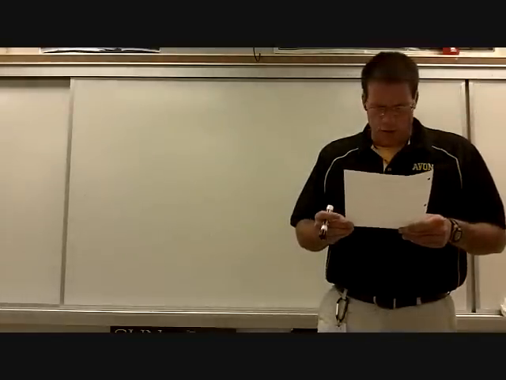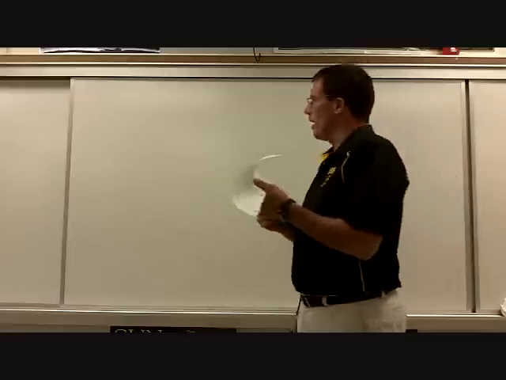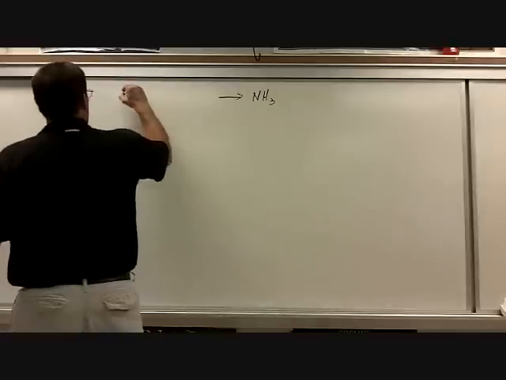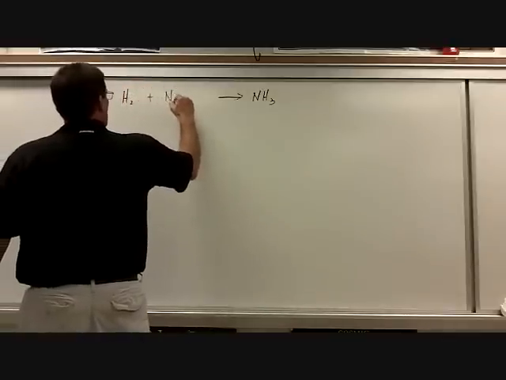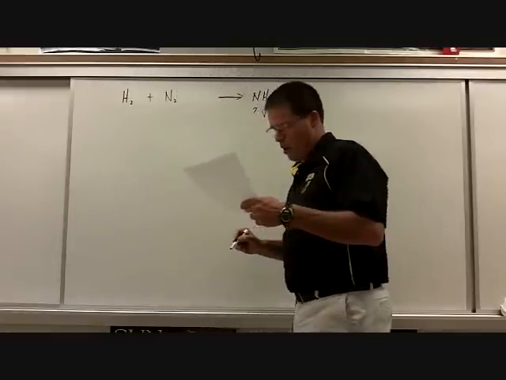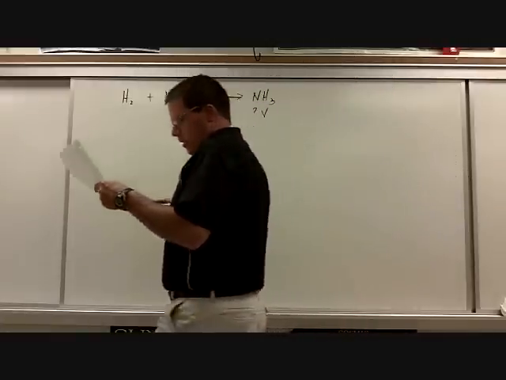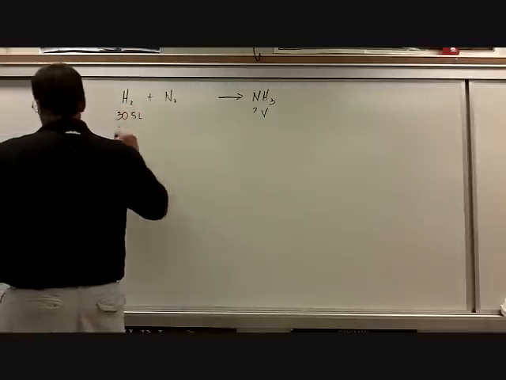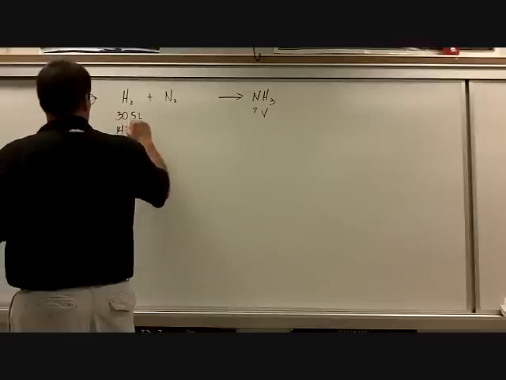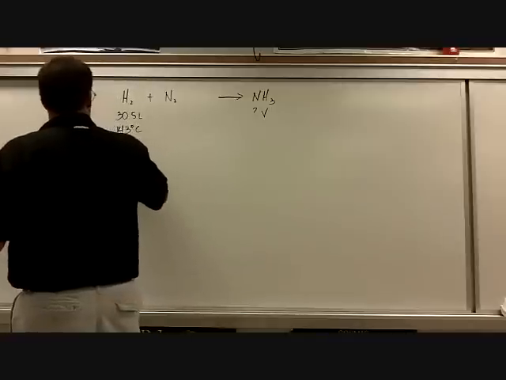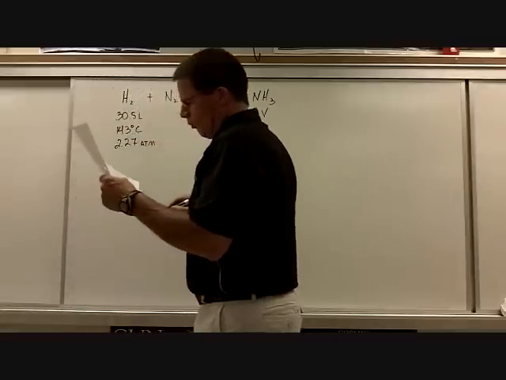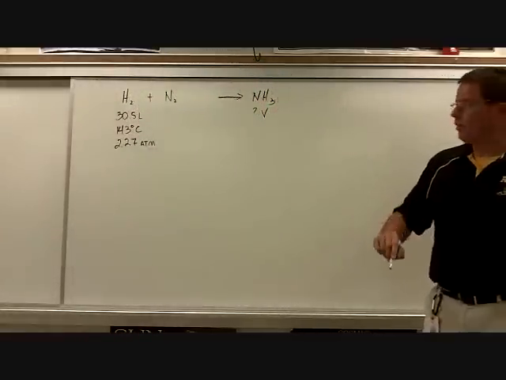Number 4, ammonia is generated by mixing hydrogen gas with nitrogen gas. What volume of ammonia can be generated if 30.5 liters of hydrogen at 143 degrees at a pressure of 2.27 atmospheres is mixed with excess nitrogen under the same conditions?